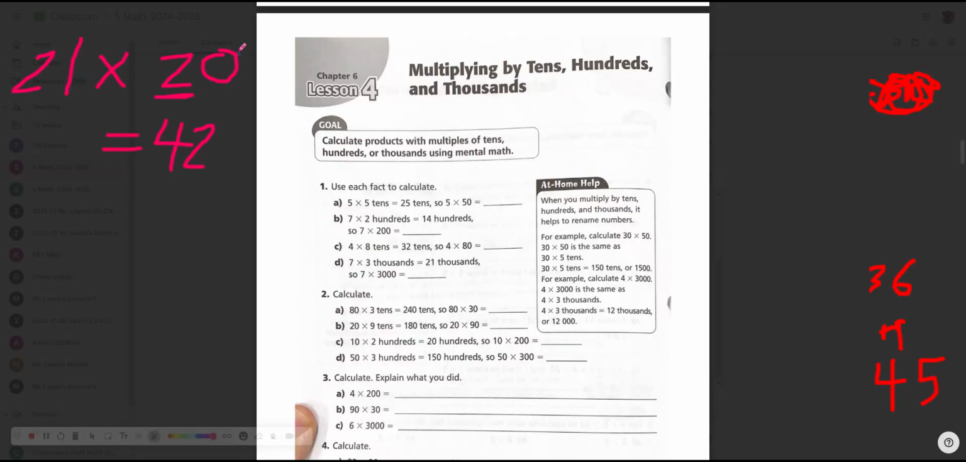But think about that. 21 20 times, is that only going to be 42? No, that's just 21 times 2. So I have to add that 0 on the end. My answer is going to be 420. And again, if you don't believe me, let's double check. We'll use standard algorithm to double check.